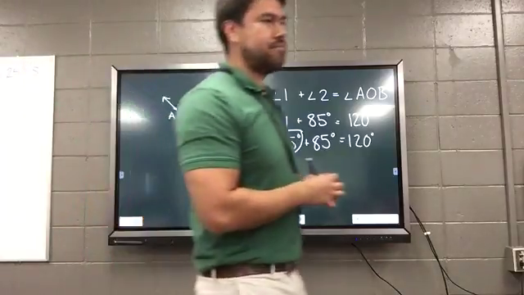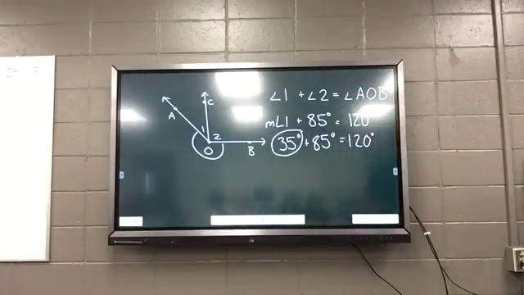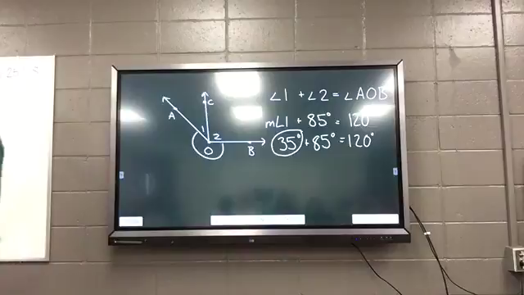Okay, Emily. 110 minus 70. Okay, that's 40. I don't know if I wrote that right. Oh, I see what I did wrong. 120? Okay.